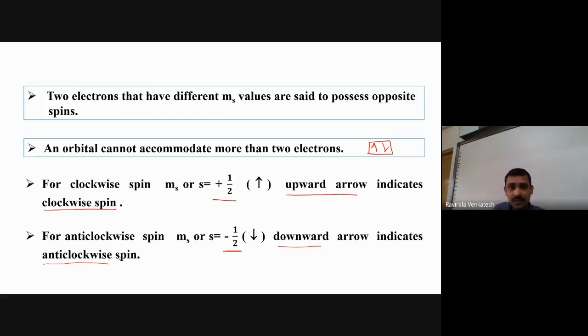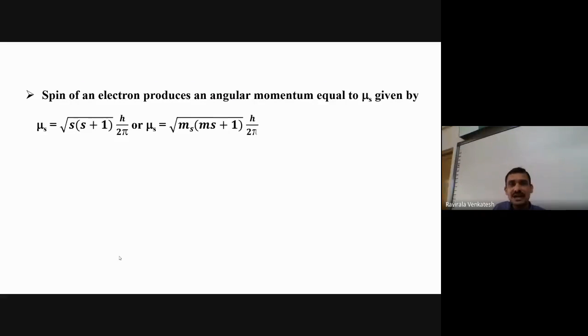Plus half means the spin quantum number is upward direction, clockwise manner. If the spin quantum number is minus half, it is downward direction, anti-clockwise. Because of the spinning of the electron, it produces some momentum. That momentum is called spin angular momentum, which can be calculated by this formula. Substitute the values here and you will get the result.